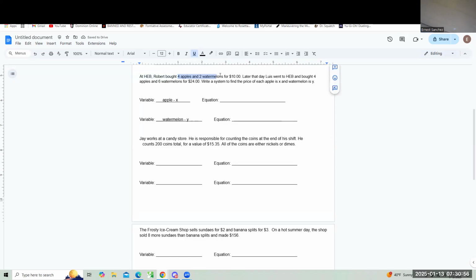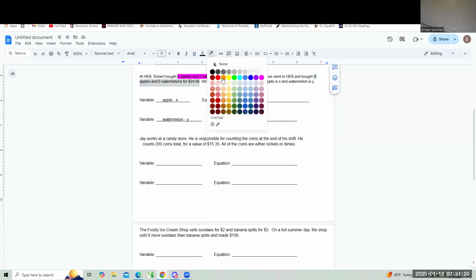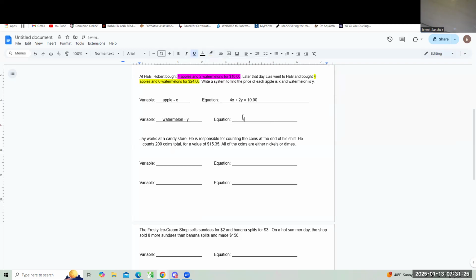Okay, and then my first 3 numbers, some of you I'm sure already have it done. 4x plus 2y equals 10. And you can put 10.00 if you want. That's fine as well. And then for the second one, we have 4 apples and 6 watermelons for $24. Let's just do yellow. So 4x plus 6y equals 24.